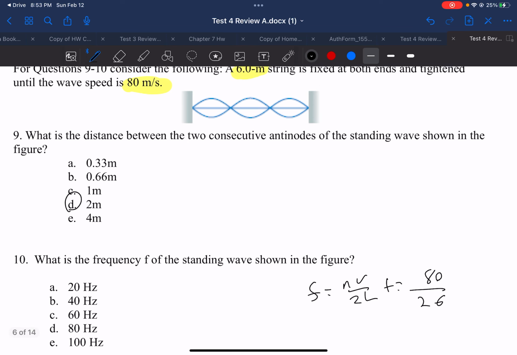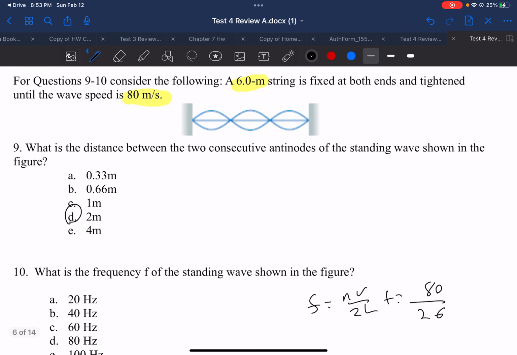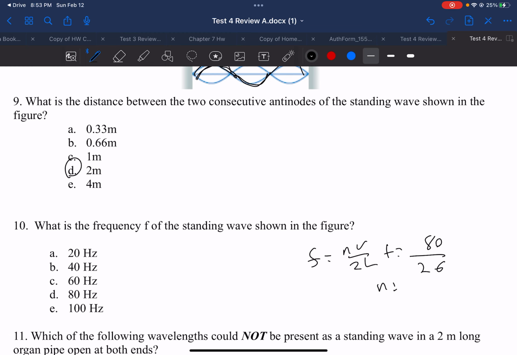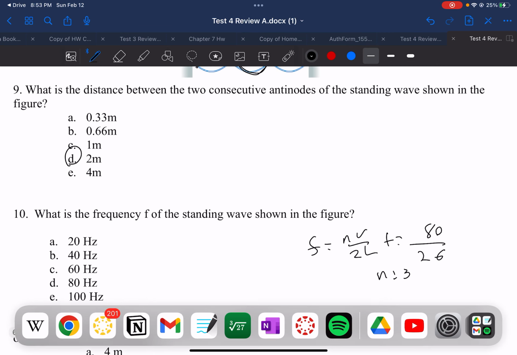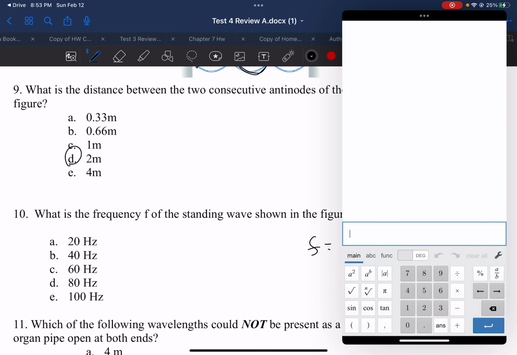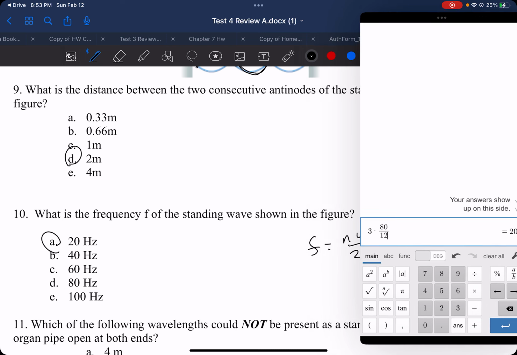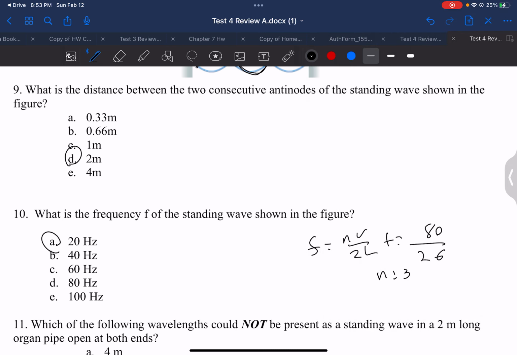n is going to tell us which harmonic this is. This is a fixed string. So the first harmonic is going to be just this. So this and this is going to be the second harmonic. This, and this is going to be the third harmonic, which means n is going to equal 3. So we have 3 times 80 divided by 2 times 6. 3 times 80 divided by 12 is 20. The answer is 20. 20 hertz is the frequency of the standing wave shown in that picture.